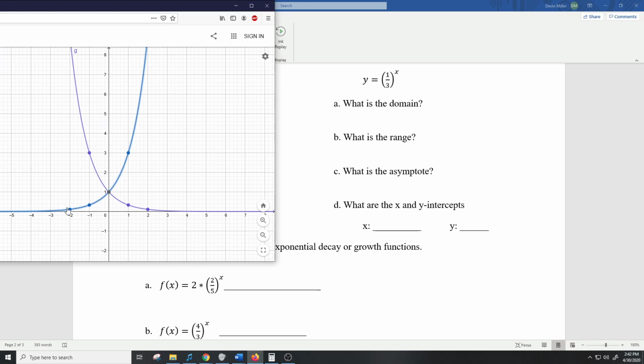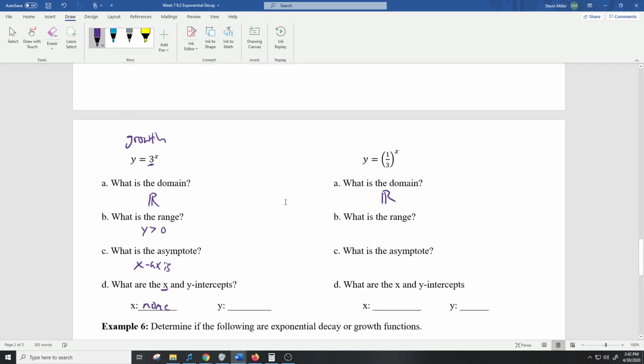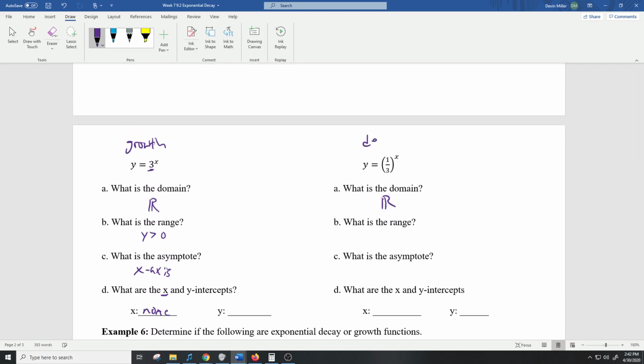So that is the one we just did, the blue one. It crosses at 1, never touches the x-axis. The domain goes left and right forever. The range never goes below 0. The answers for the purple graph are pretty much exactly the same. Domain, no different. All real numbers. So even though this is decay, the nice thing is we get very similar answers.